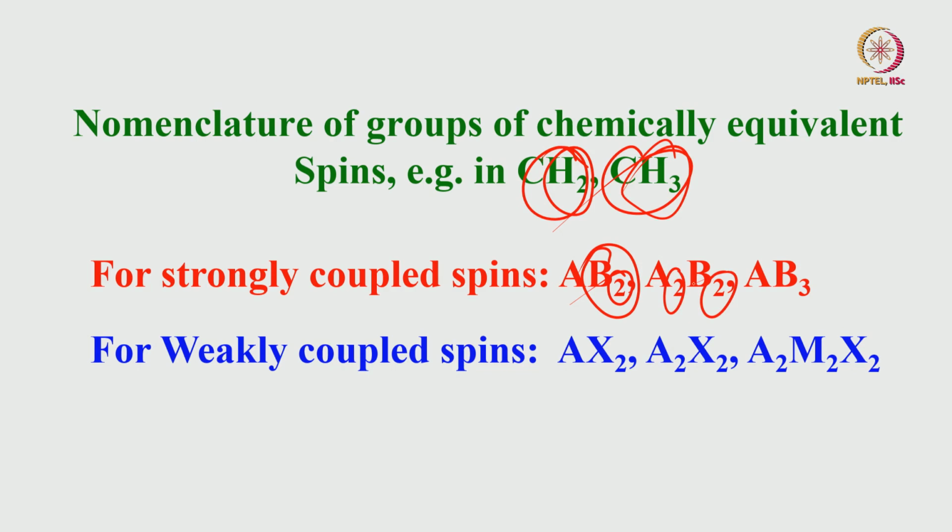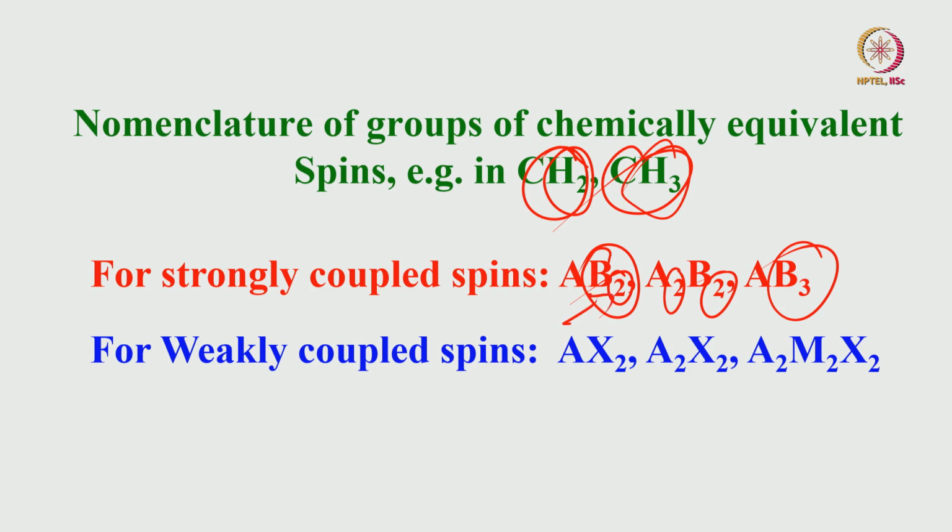A2B2: there are two protons which are chemically equivalent, two groups. It is a CH2 group, like a CH3 group. So, for strongly coupled spins, if chemically equivalent spins are present, we use the nomenclature with a subscript. The subscript number refers to the number of equivalent protons.